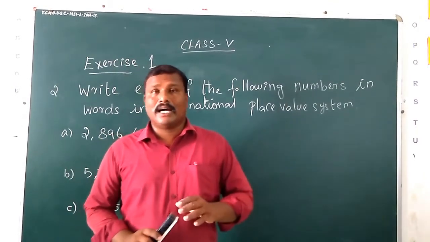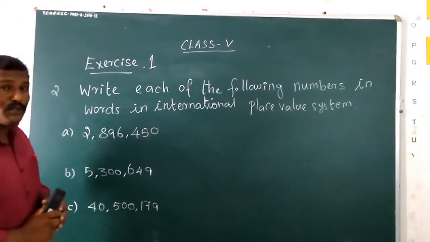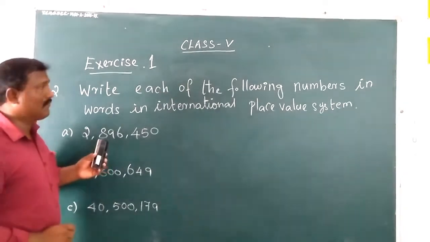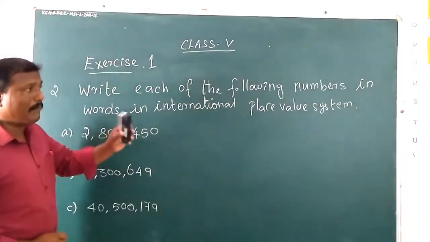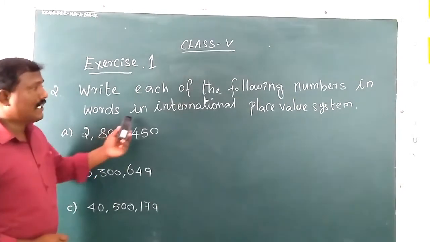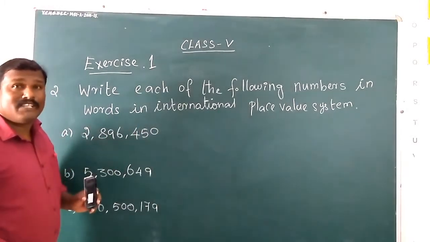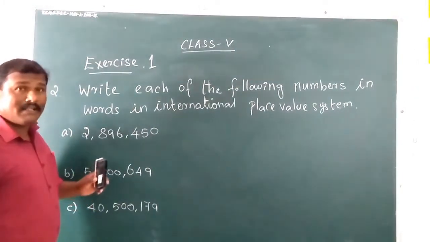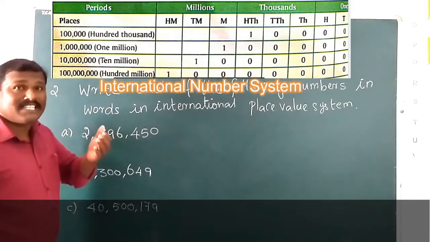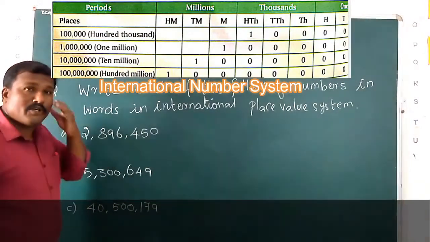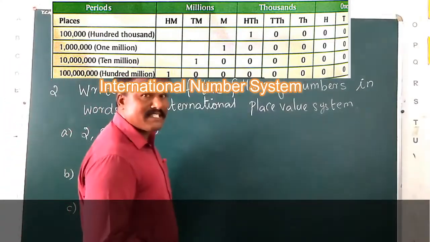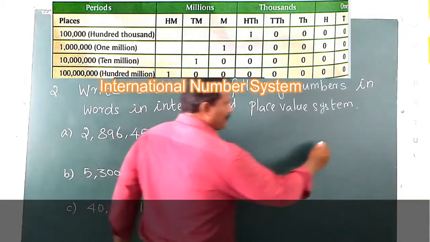Here I have taken some numbers. Now I am going to write these numbers in words as per the international place value system. So, write each of the following numbers in words. First of all, we need to know how to read this number as per the international place value system. So we know the international place value chart. For your understanding purpose, again I will draw the chart.